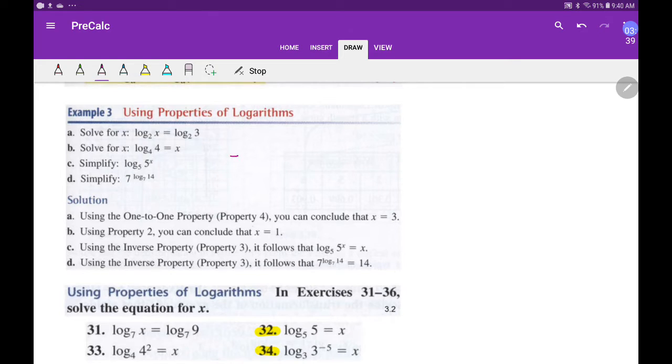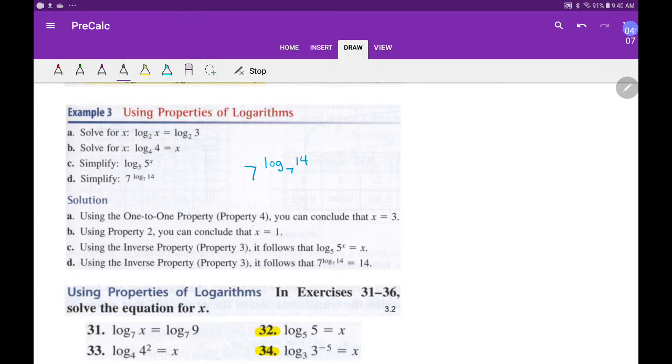If I have my base 5 and I would like it to be 5 to the x, then I'm telling myself, hey, it's x. Whatever x is, that's going to be it. If I just write it out with an exponent, then I know what the exponent is. It's kind of silly. And then this is interesting: 7 to the log base 7 of 14.